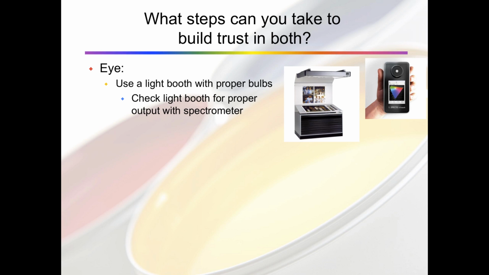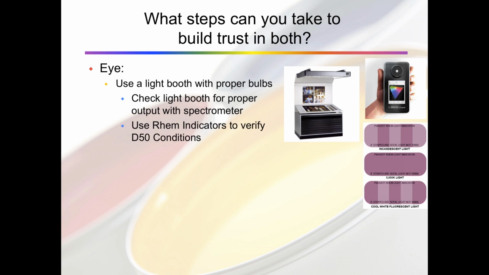It's produced, or resold, I should say, by Normlicht. You can use this device in your light booth to make sure that both your bulbs are functioning properly, you're getting the proper amount of illumination, and that you're getting an evenness of that illumination all the way across the sheet. Additionally, you can use REM indicators to verify D50 lighting conditions.